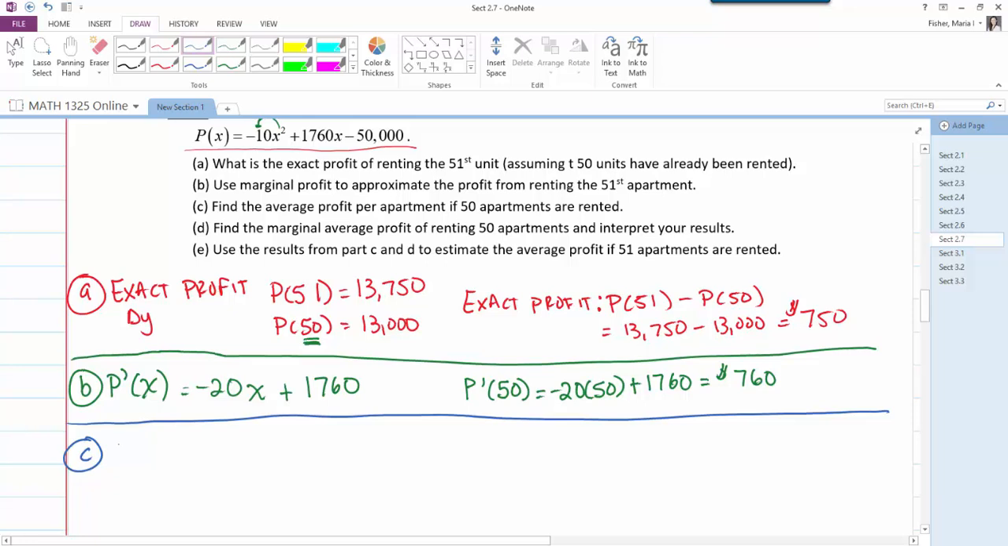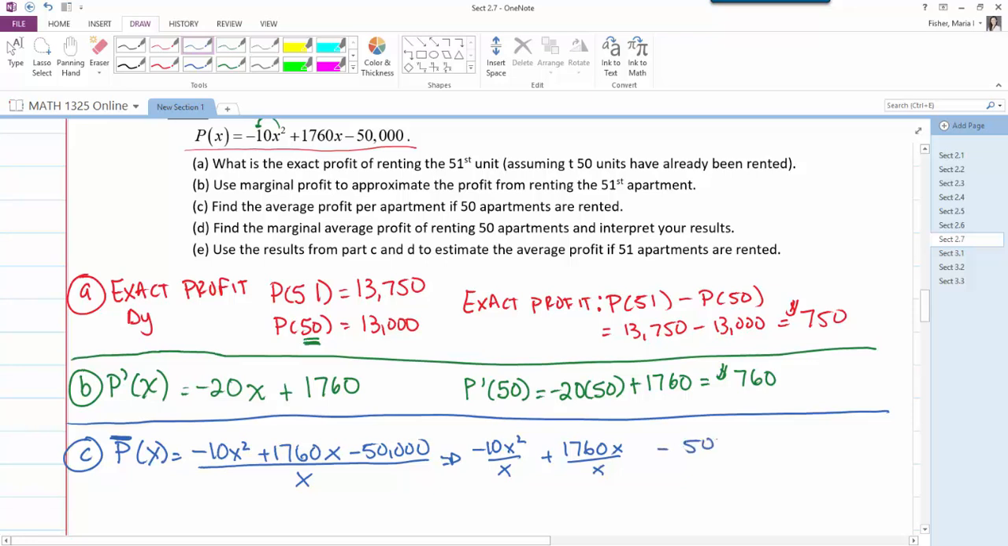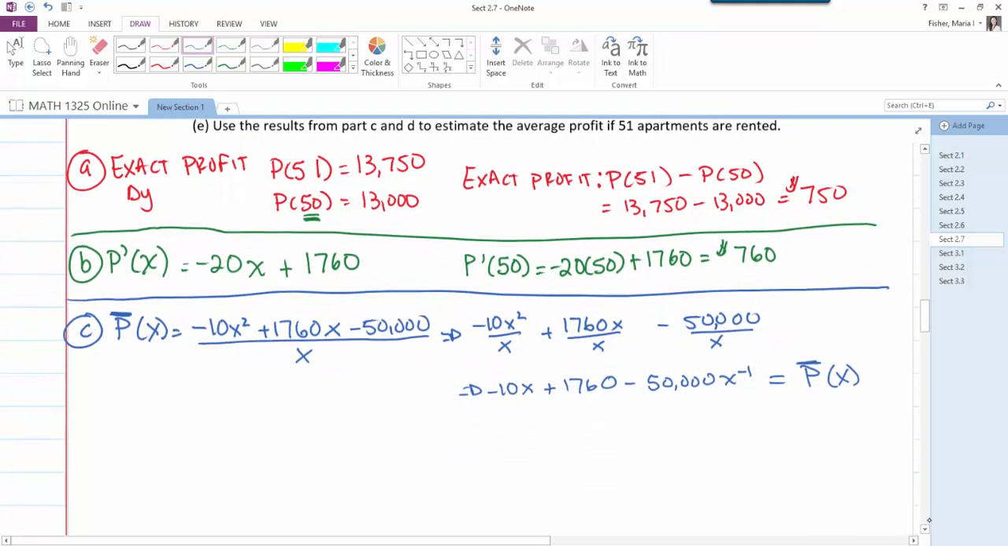So part C, the average profit function, which is P with that bar, is going to be your profit function, which is negative 10x squared plus 1,760x minus 50,000, all over x. We know that we can put each one of these individually over x. So we're going to start by putting each term in the numerator individually over x. And then cleaning this up, we end up with negative 10x plus 1,760 minus 50,000x to the negative first. So this is my average profit function.